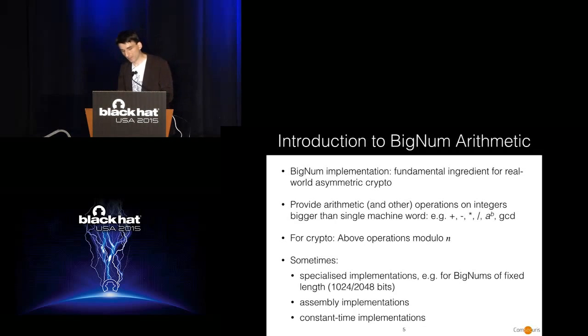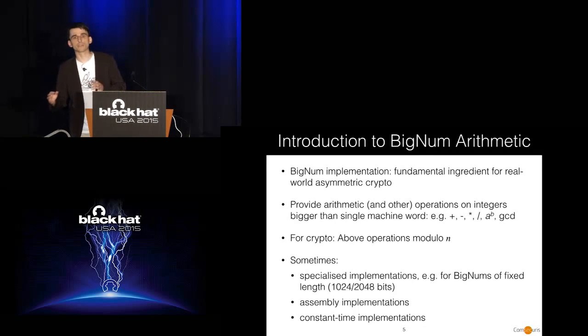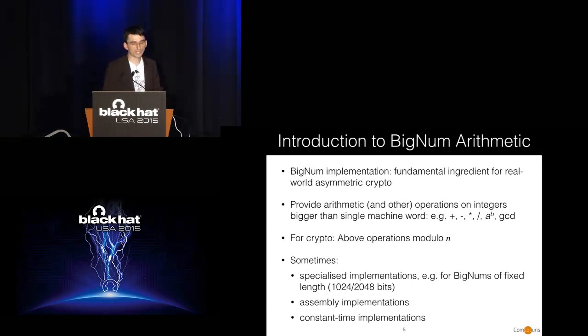Sometimes you have specialized implementations, for instance, for BigNums of a fixed size. Like specialized implementations for 1024-bit or 2048-bit, or sometimes even 512, if it's a little bit old school, are common. Then you have highly specialized assembly implementations. People try to squeeze the last 1% out of this processor that now supports AVX2.